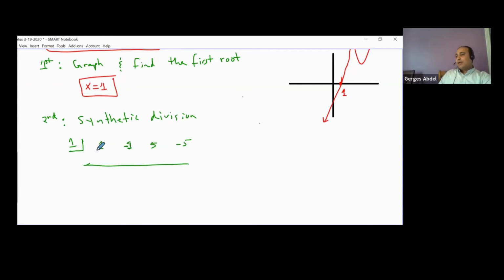All right, so here's the way to do synthetic division. This is a quick review of what we did last week in class. We're going to bring the +1 down. That's your first step. And then you multiply +1 times 1. 1 times 1 is equal to 1 right here. Then you add. -1 plus 1 is equal to 0.